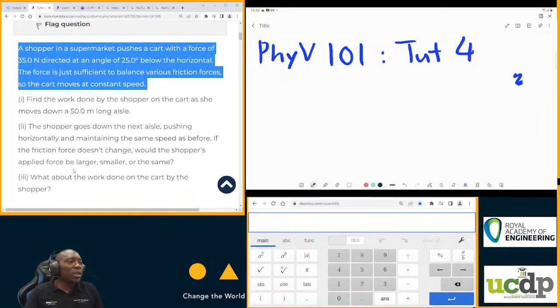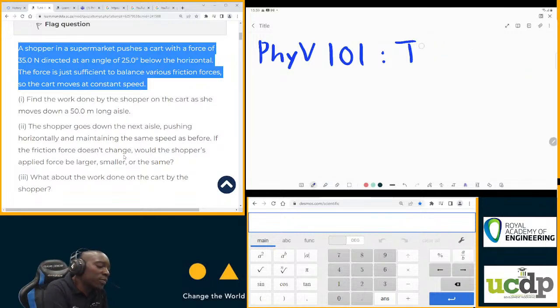So in our first question, a shopper in a supermarket pushes a cart with a force of 35.0 newtons, directed at an angle of 25.0 degrees below the horizontal. The force is just sufficient to balance various friction forces, so the cart moves at constant speed. So already we are being told something about constant speed. That tells us something about the forces and the nature of the motion of this cart.